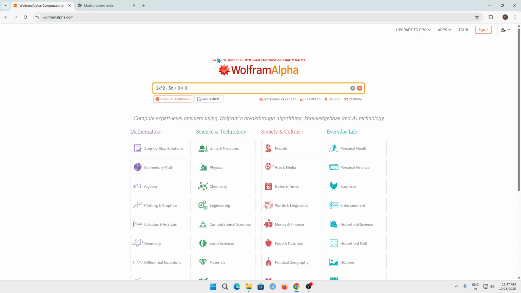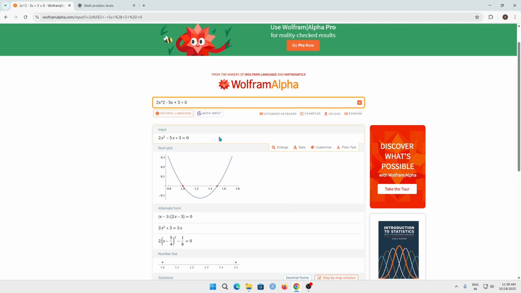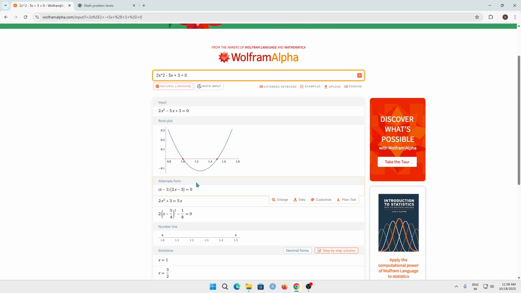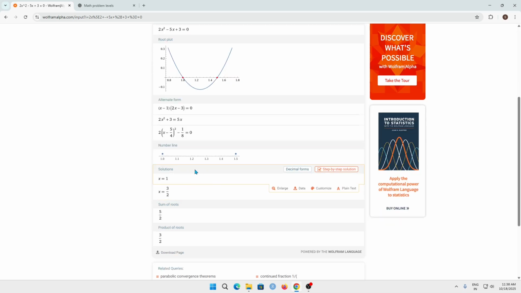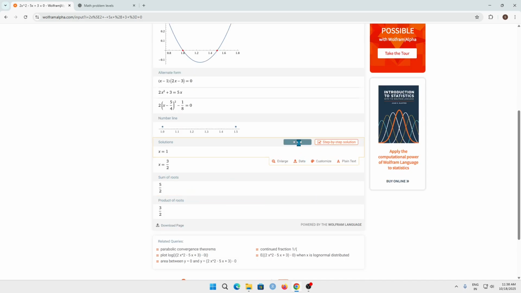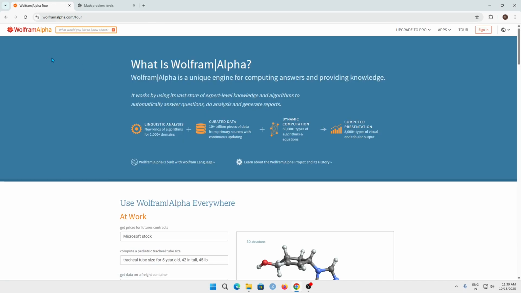Okay, so my question is 2x squared minus 5x plus 3 is equal to 0. As you can see over here, it didn't only solve the problem, but it also gave a root plot, graphed out the points on the graph, and gave an alternate form, like how you can write the equation in, and it also represented it on the number line, and finally it also gave the solutions in decimal form. If you want, you can just click over here and it will give it in decimal form.